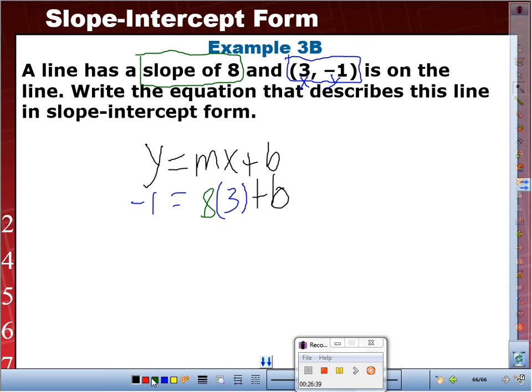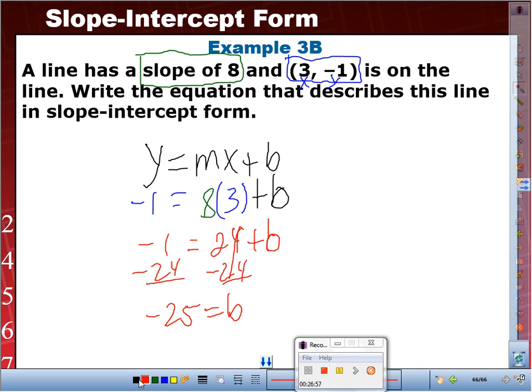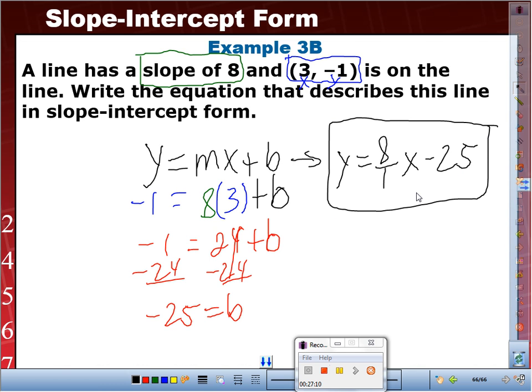Are we there so far? Okay, let's simplify. What is 8 times 3? That's 24. Bring down the plus b. And what do we do here? Subtract 24, subtract 24. So this is -25 equals b. Do we have enough information now? Yes. So what is our equation, Isaac? Y equals 8/1 x minus 25. Hands if you got that. That is correct. Everybody got it? Okay, and the last one.